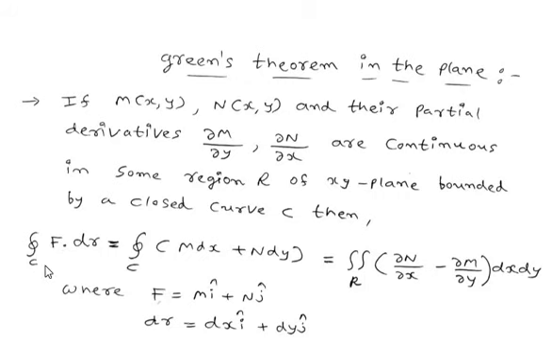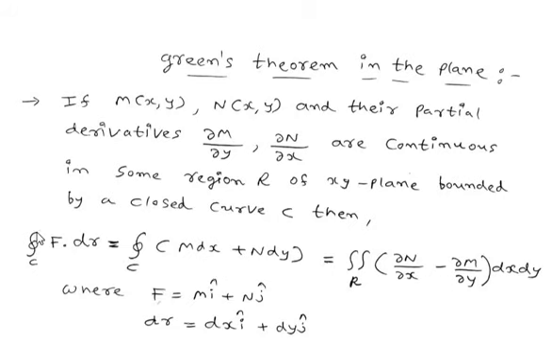that is, integration of F dot dr along a given closed curve C, that is equal to integration of M dx plus N dy along that closed curve C, that is equal to the double integration over a given region R of del N by del x minus del M by del y dx dy, where F is Mi plus Nj and dr is dxi plus dyj. This is called Green's theorem. This is the statement of Green's theorem.